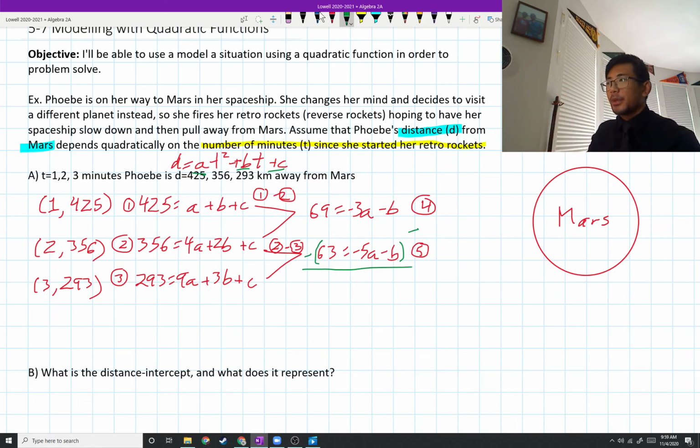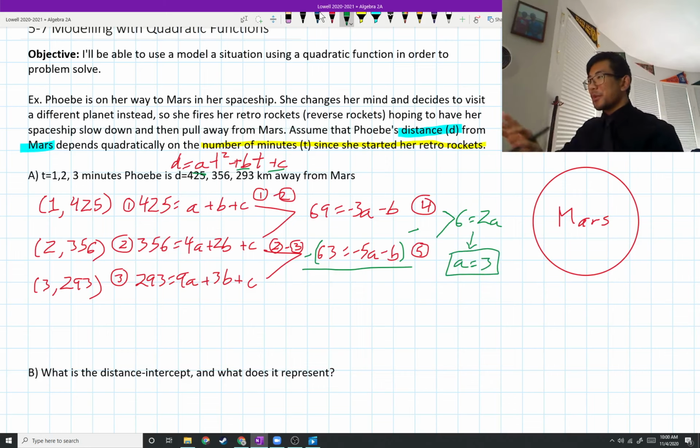Okay, so 69 minus 63, and I'm going to write this resulting equation over here. That'll be 6 is equal to negative 3a minus 5a, so that'll be plus 5a. Sorry, minus negative 5a. So that should be 2a right there. Leaving us with a is equal to 3. Great. We're a third of the way there. Actually, probably more than a third, because we've done all the hard work at this point, because now we just need to substitute a back in.